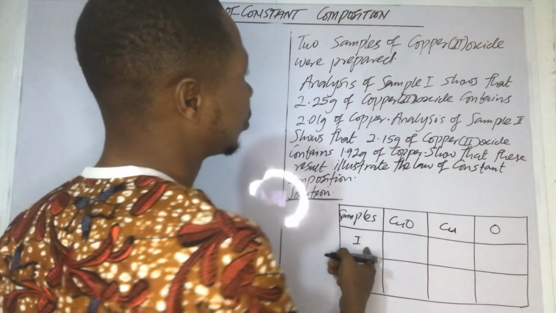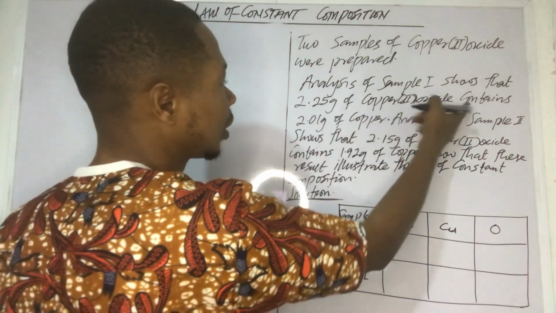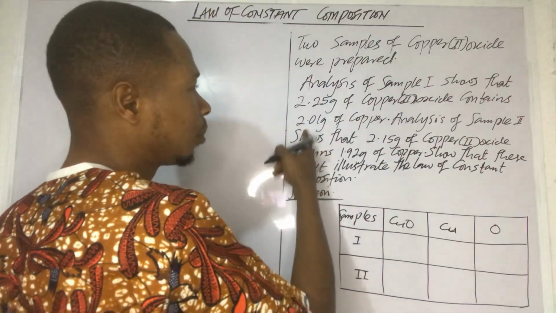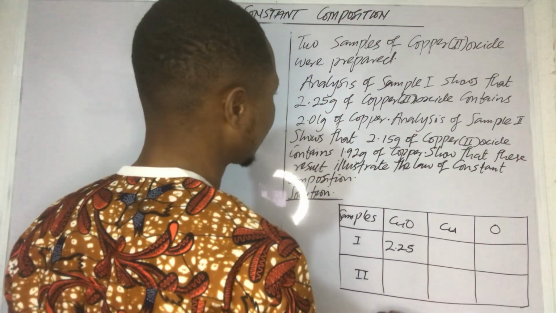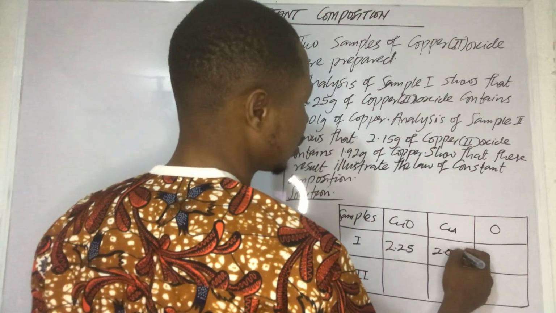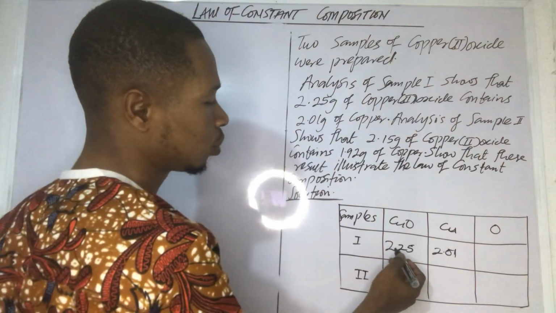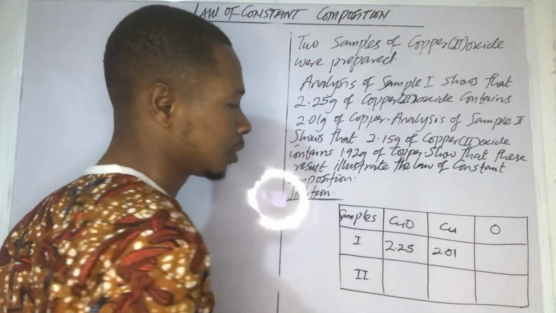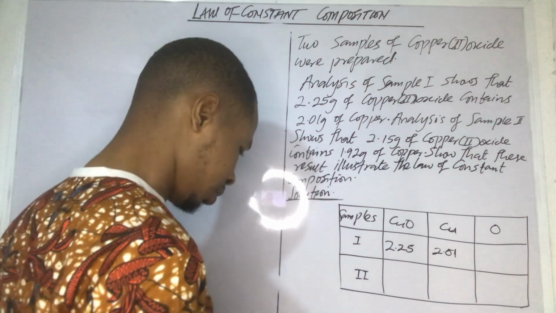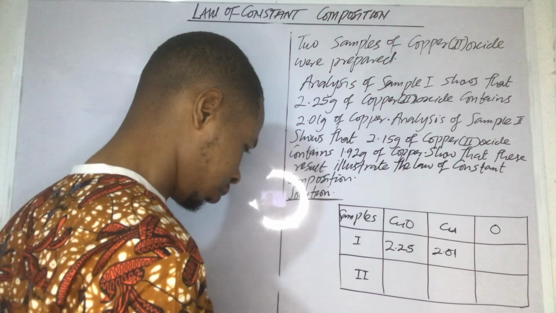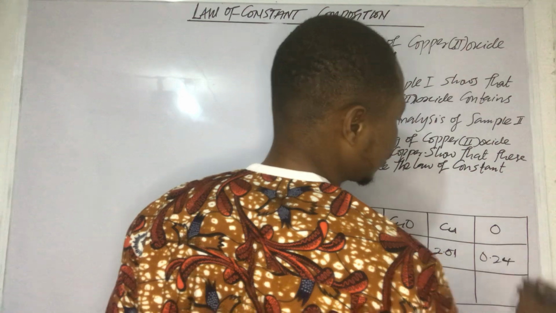Now in the first sample, analysis of sample 1 shows that 2.25 gram of copper(II) oxide contains 2.01 gram of copper. So you have 2.25 gram copper(II) oxide contains 2.01 gram of copper. Then to get the mass of oxygen, it will be this 2.25 minus this. So you have 2.25 minus 2.01. That will give me 0.24 gram of oxygen.